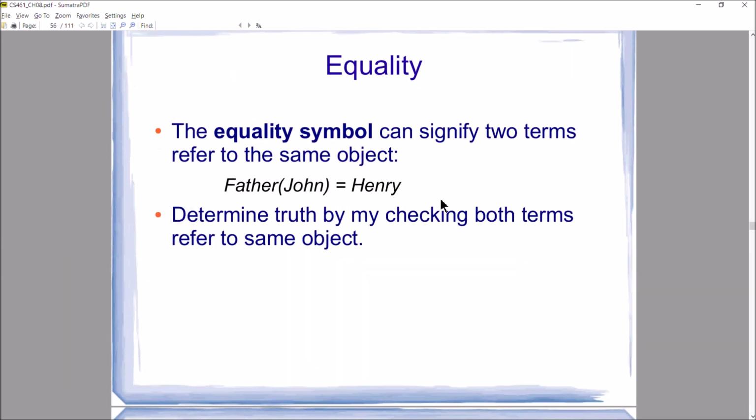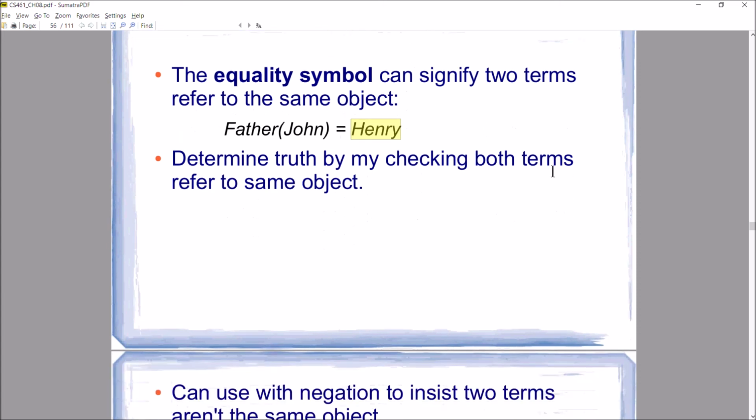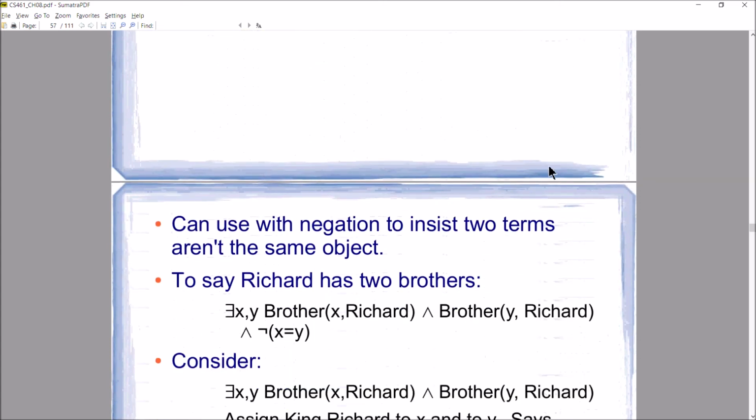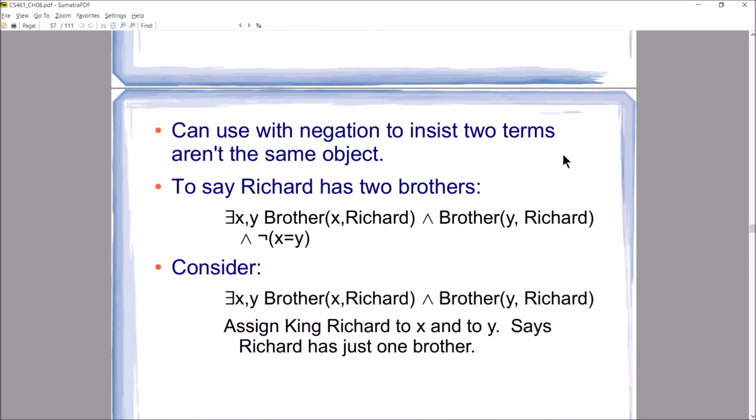All right, so you can specify that two terms are going to refer to the same object using the equality symbol. So here you're saying that father of John, you've got the function here, is referring to the same thing that this constant symbol is referring to, right? So you've got two different things referring to the same object. How can you determine truth? Check both terms are referring to the same object. You can use negation to insist that two terms aren't the same object.